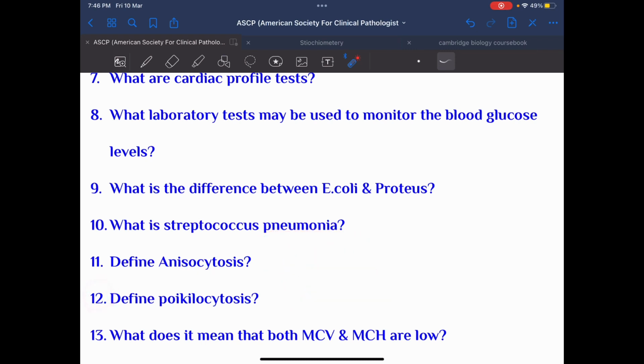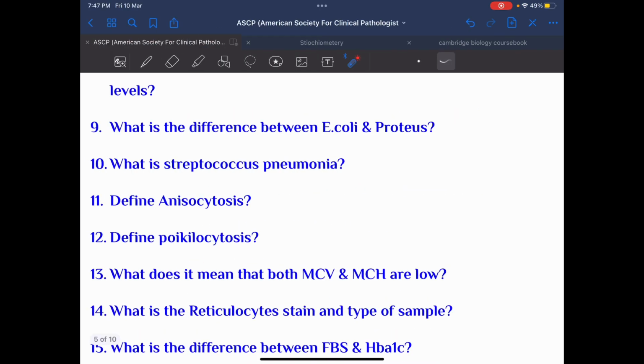Question number 12. Define poikilocytosis, which is different shapes of RBCs, like teardrop and fragments.